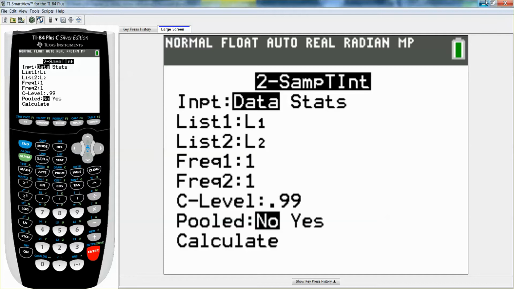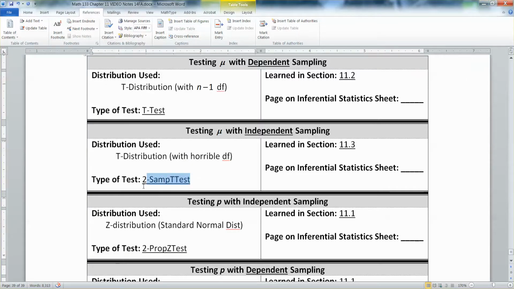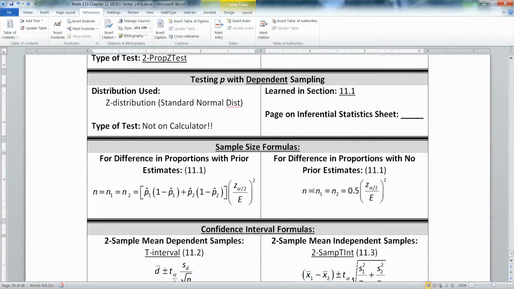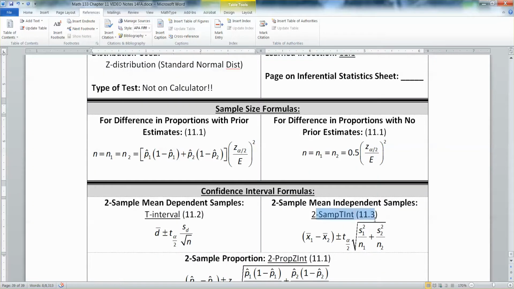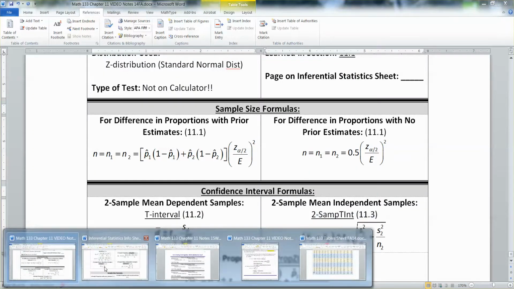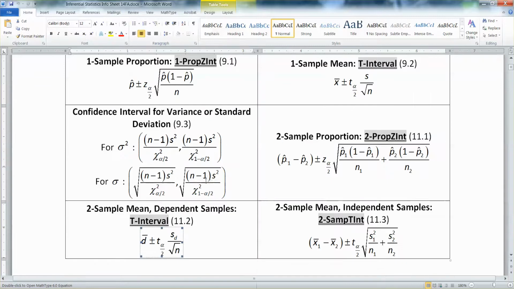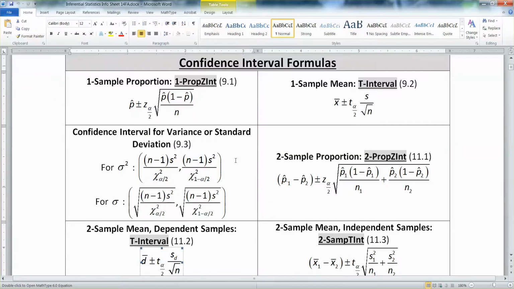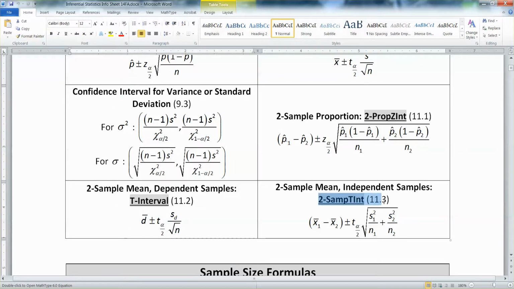Okay, so that'll be how you use the calculator to come up with the interval or the test. The test is up here, 2samp t-test. The interval is right down here, 2samp t-interval. And again, you don't have to put these on your note sheets because they're already on the inferential statistics sheet right here. 2samp t-int, that's this one, that's for 2 sample means independent samples, as opposed to dependent samples, which is this one.